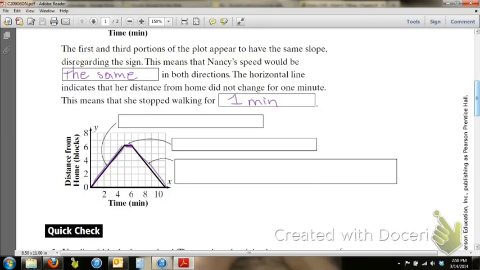In this first part of the graph here, where it's going up, her distance from home is getting higher, meaning that she's walking away from home. And she's doing that for, let's see, this would be 5. So for 5 minutes. Okay, then here, she's stopped for 1 minute.